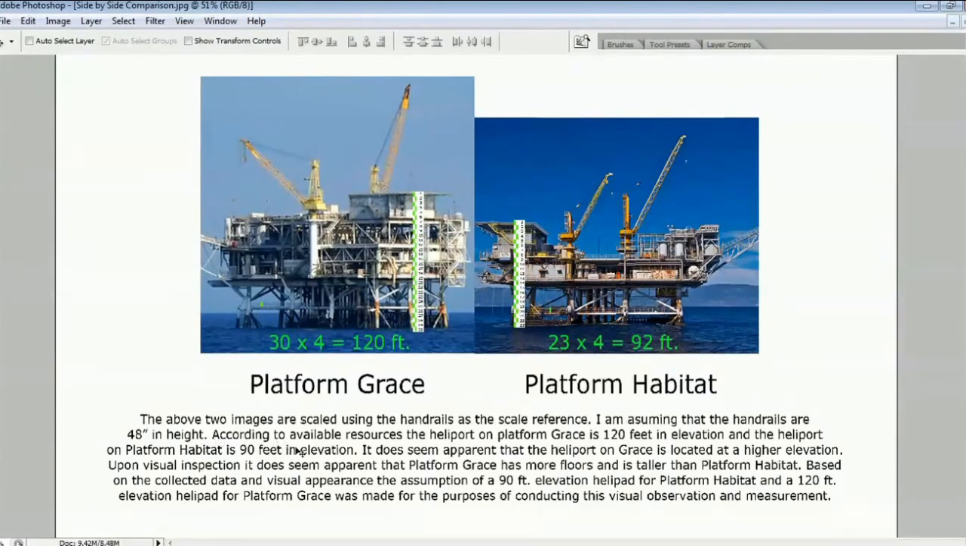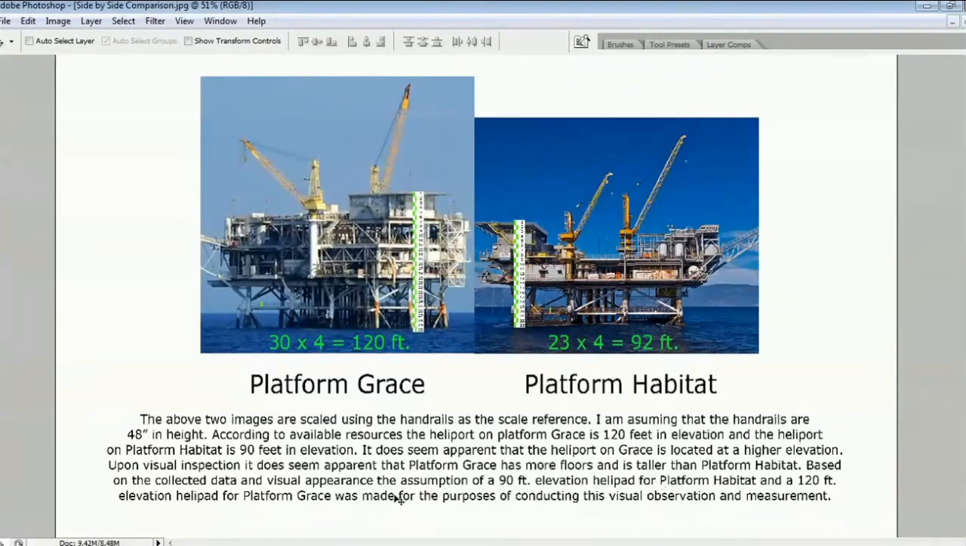According to available resources, the helipad on Platform Grace is 120 feet in elevation, and the heliport on Platform Habitat is 90 feet in elevation. It does seem apparent that the heliport on Grace is located at a higher elevation. Upon visual inspection, it does seem apparent that Platform Grace has more floors and is taller than Platform Habitat.